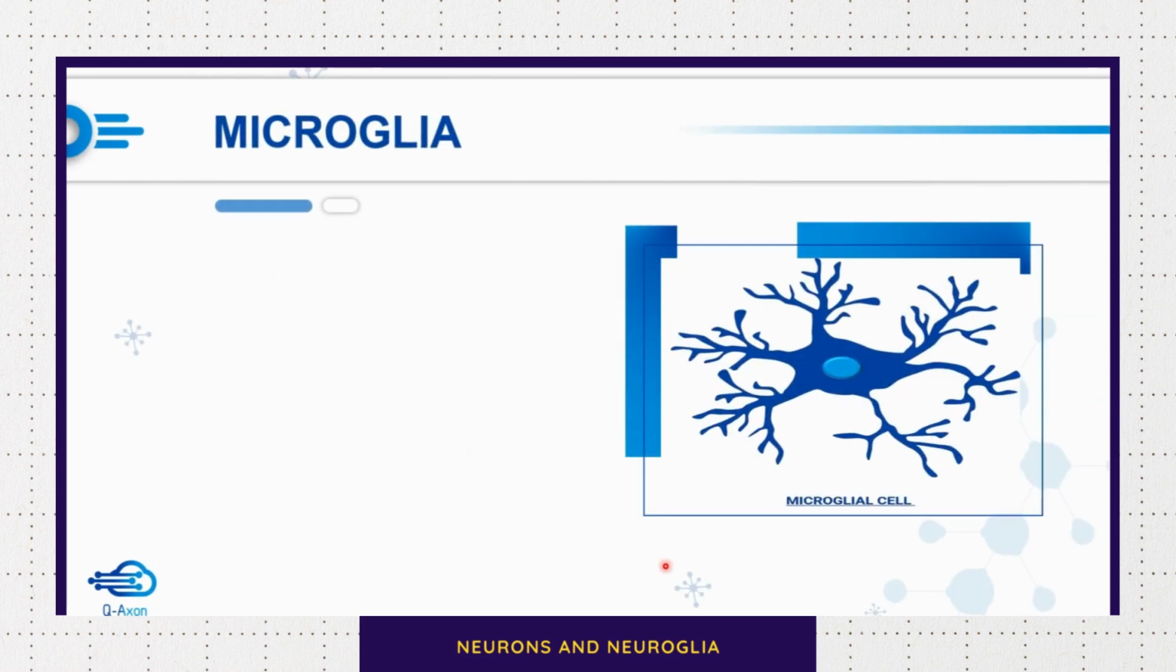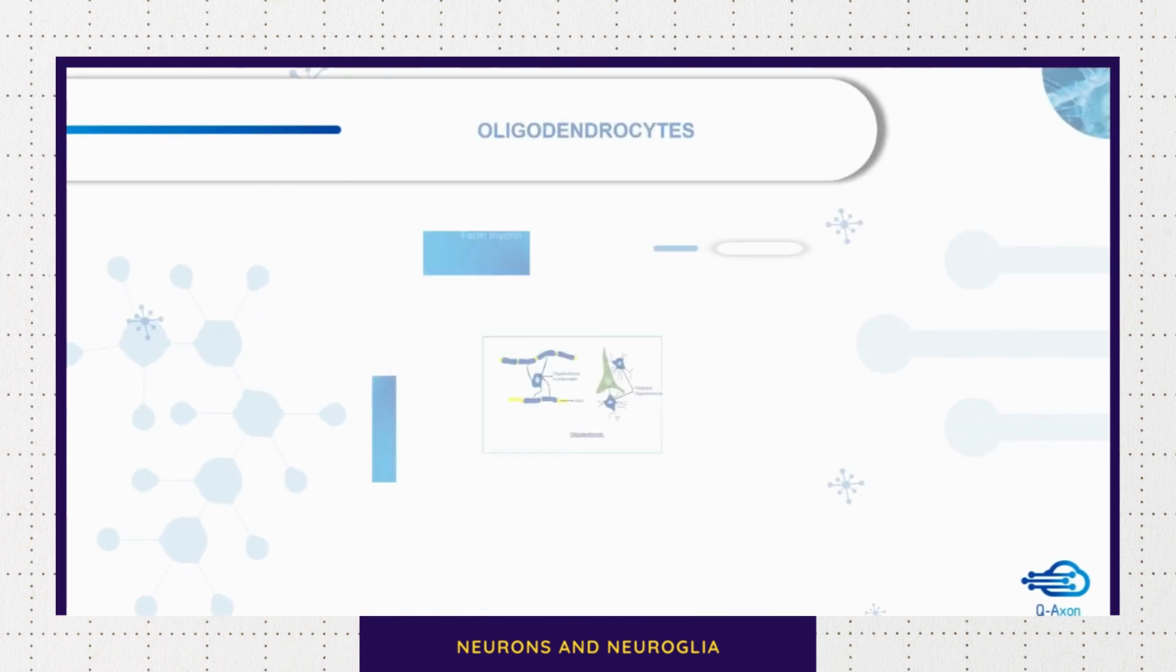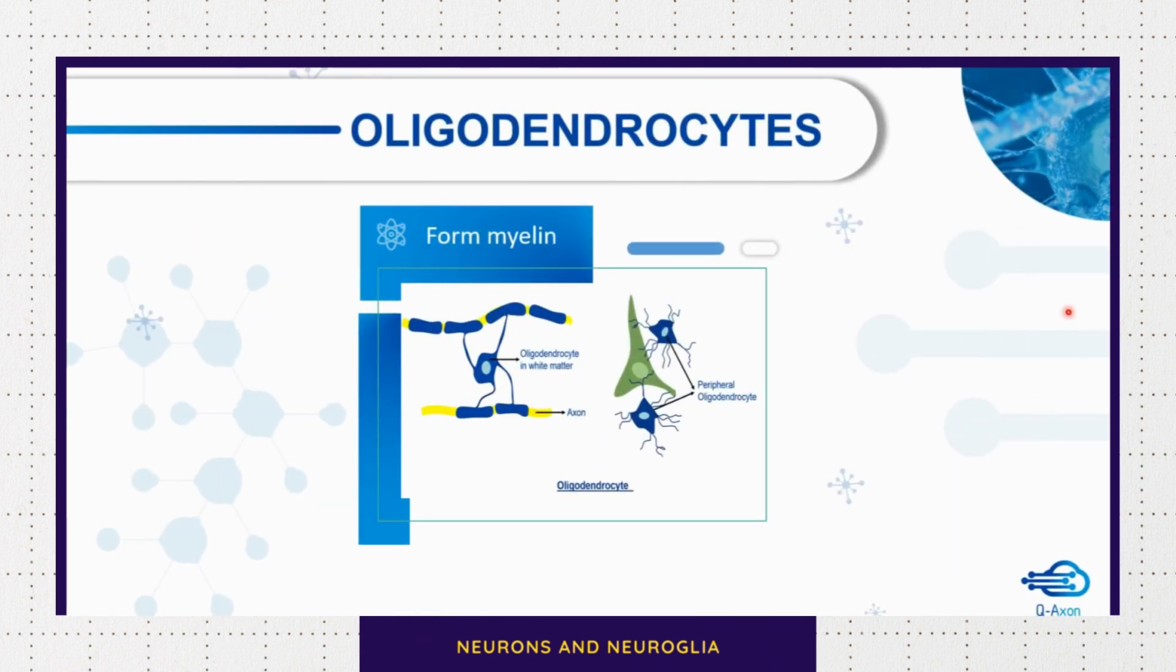Now the microglia are actually the macrophages of the central nervous system. They are specialized macrophages. So their main function is phagocytosis. Oligodendrocytes, as we have already seen, form myelin in the central nervous system.